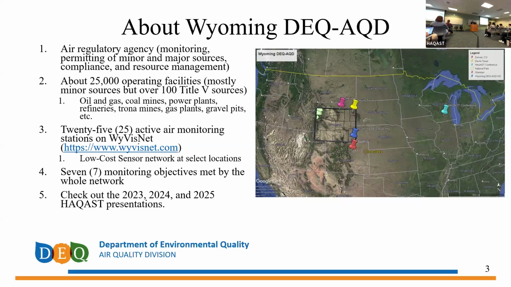For air monitoring, we have 25 active stations in Wyoming, despite being number 50 in population, but we are quite active and present throughout the state. We have at some locations low-cost sensor networks, and we have 7 objectives for our air monitoring network met by all the monitoring stations.